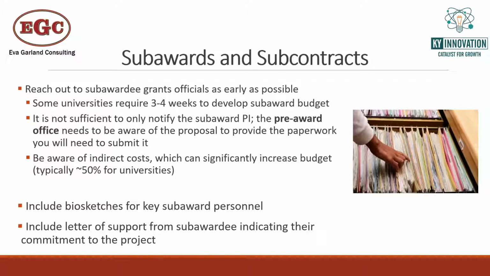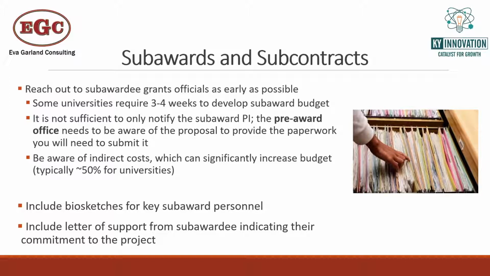Okay, so some tricks in working with your subawards and your subcontracts. It can take universities typically about 3 to 4 weeks to develop their subaward budget. They do have multiple levels of approval, and we've definitely run into situations a lot where somewhere along those levels of approval, somebody's out of town or unavailable. So make sure that you ask them up front how long they're going to need to construct the budget. Ask them what they're going to need from you.